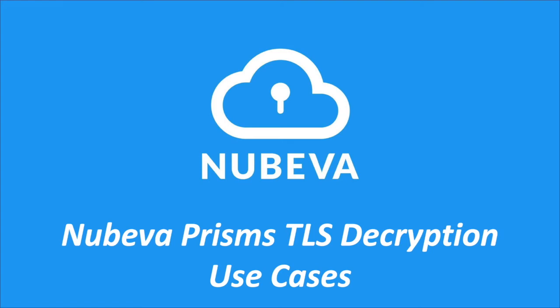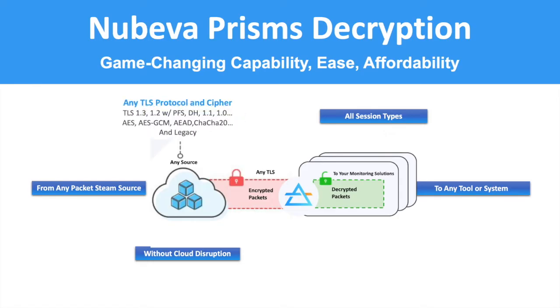Let's take a look at some of the use cases for Nubeva Prism's TLS decryption. First, as a quick reminder, we can decrypt any TLS protocol in Cipher, as well as on VMs, containers, SSL clients, SSL servers. Doesn't matter.